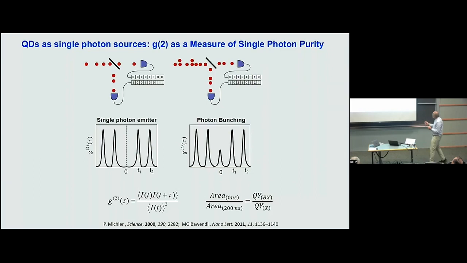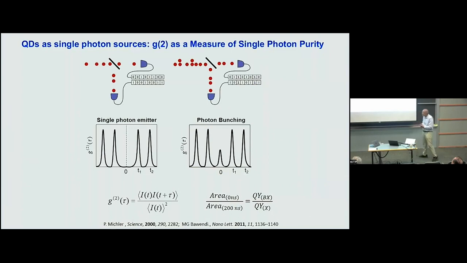And if you have 2 photons coming at the same time, you will sometimes have 2 clicks, one and one; both detectors will click. And actually, it was shown by Moungi Bawendi, for example, that this contrast, this ratio of this peak versus that peak, is the quantum yield of biexcitons over the quantum yield of the exciton.